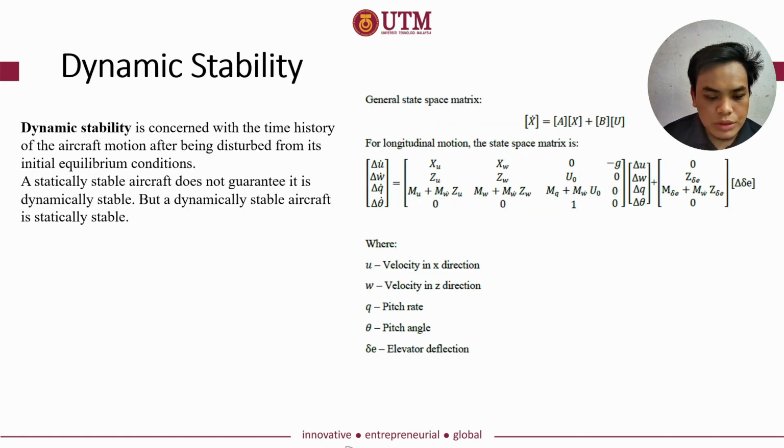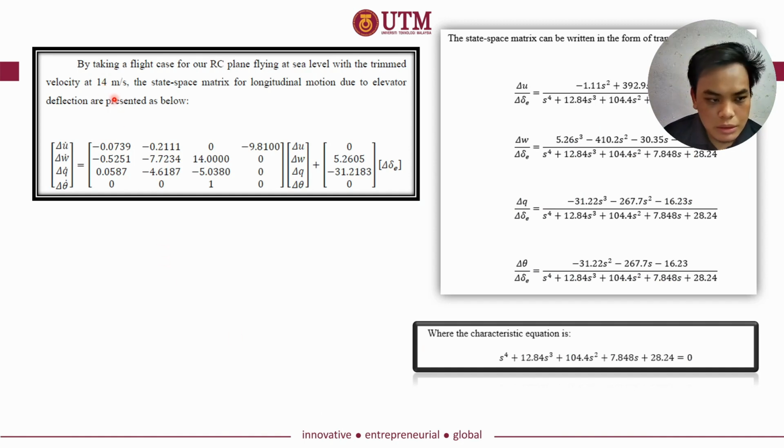we get, by taking the flight case for our RC plane flying at sea level at a velocity of 14 meters per second, the state space matrix for longitudinal motion due to the elevator deflection. From this equation we can get the state space matrix, which can be written in the form of transfer functions. They all have the same characteristic equation, where from the characteristic equation, all the values representing the phugoid and short period are positive, which means it is in a stable condition.